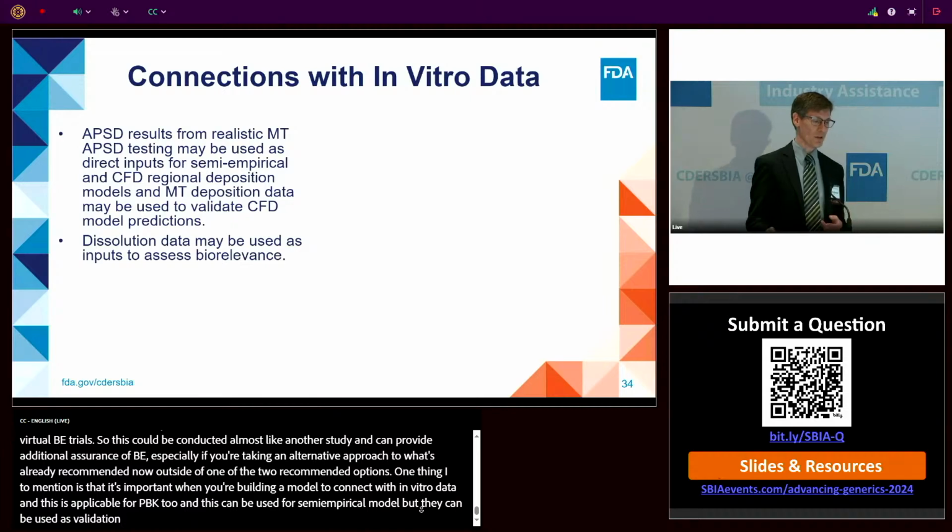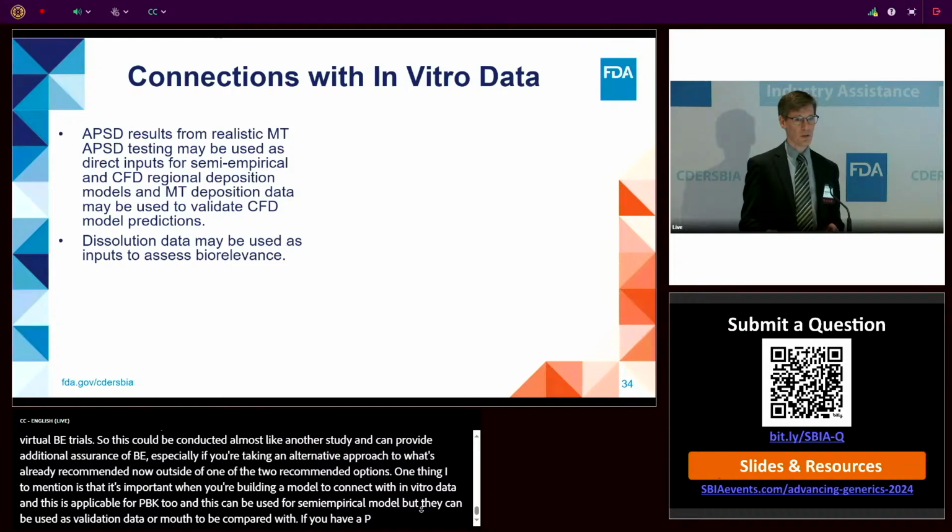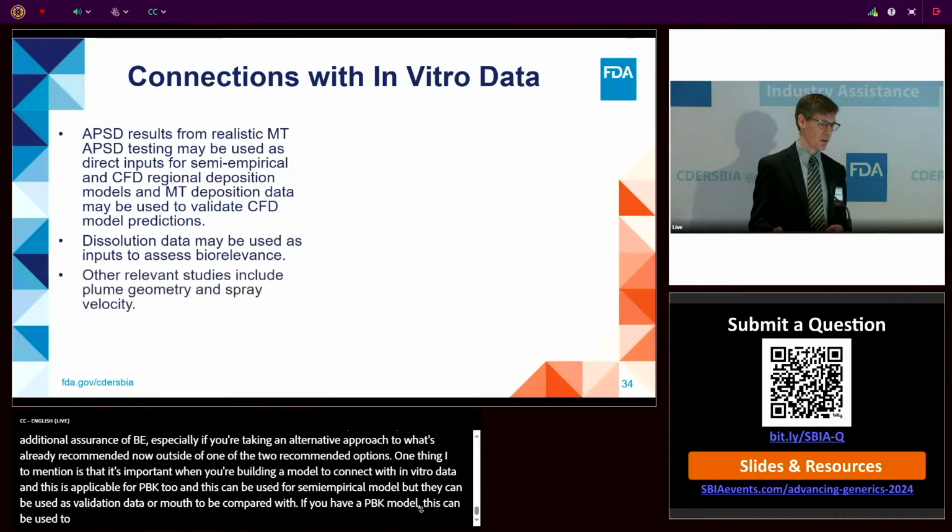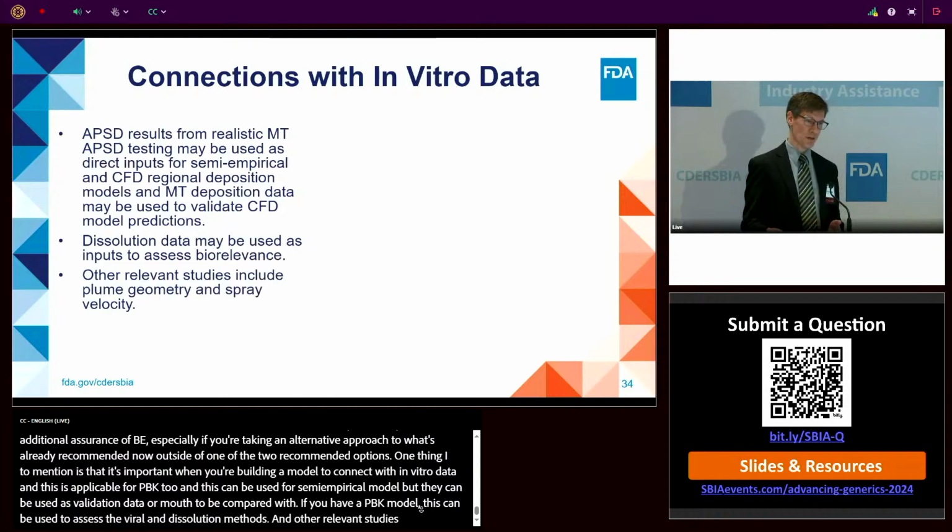If you have a PBPK model, dissolution data can be used as an input, but also could be used to assess the biorelevance of the different dissolution methods. And other relevant studies are plume geometry and spray velocity. So with these studies, these can provide model inputs as well.